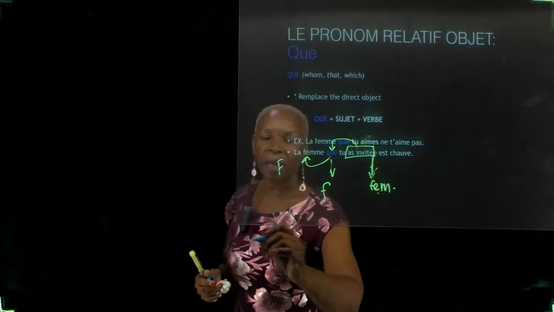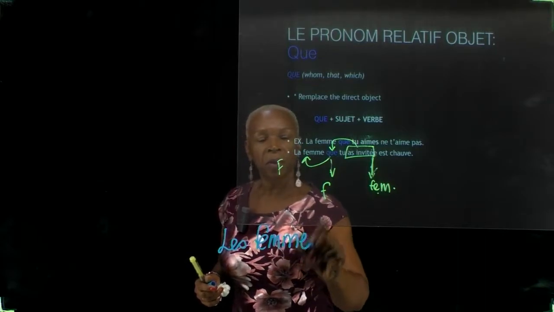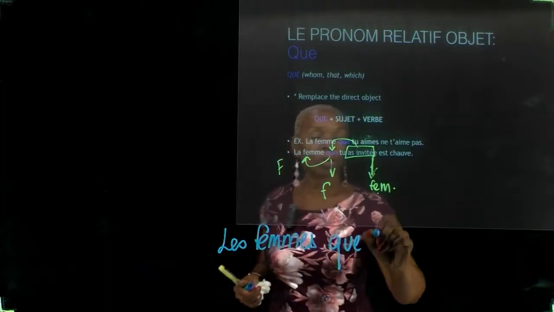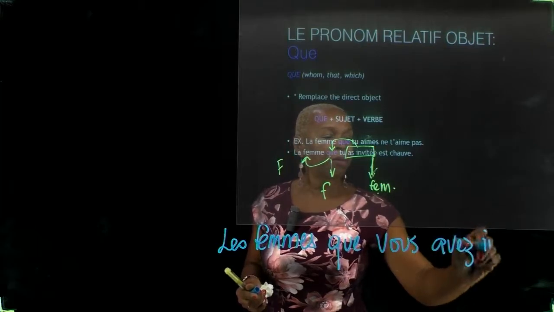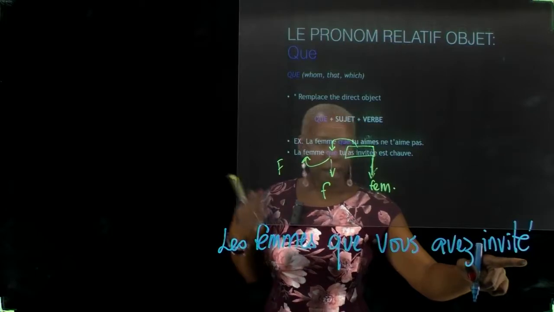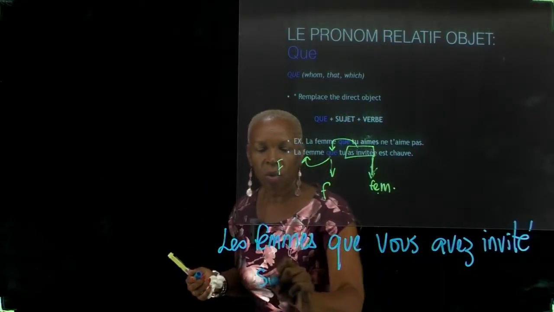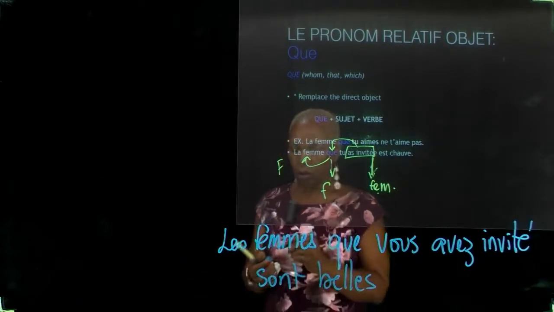Let's look at it. I would have to write les femmes, okay, que. Let's change the subject into vous. Vous avez invité. Okay, I'll leave it this way for now because we have to do some thinking together. Les femmes que vous avez invitées sont belles. All women are beautiful, right?